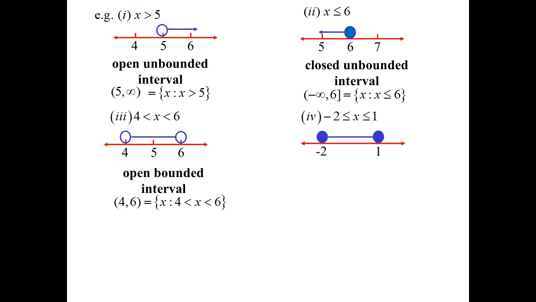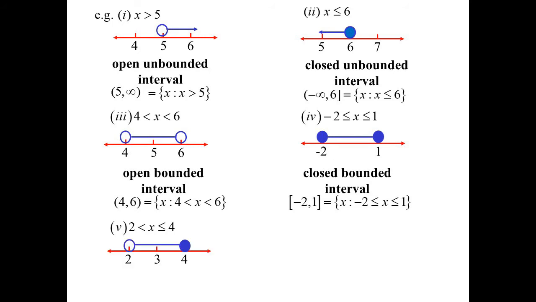So x is in between -2 and 1, and this time the endpoints are included. So we colour in the circles. So that would be a closed bounded interval. So we use the square brackets, [-2, 1]. So all the x's such that -2 is less than or equal to x, less than or equal to 1. Now the fifth example there, one of the points is included and one's not included. So that's just called a bounded interval. And that's how we would write it. Parenthesis on the 2 because it's not included, and a bracket on the 4 because it is included.